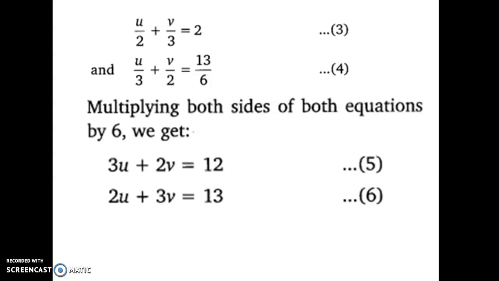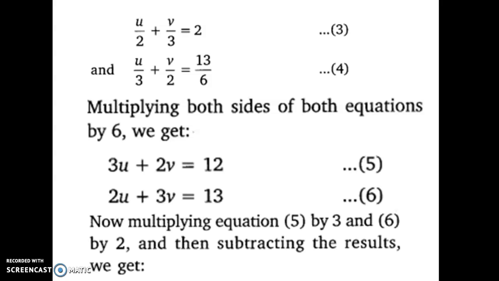Similarly, for the fourth equation you have to multiply by 6. Now multiplying equation 5 by 3 and equation 6 by 2 and then subtracting the results, we get... So now this has to be solved. I am choosing the elimination method. For that, any one variable should have the same coefficient, then only we can add or subtract so that one variable will be eliminated. For that sake I am multiplying the fifth equation by 3 and the sixth equation by 2.